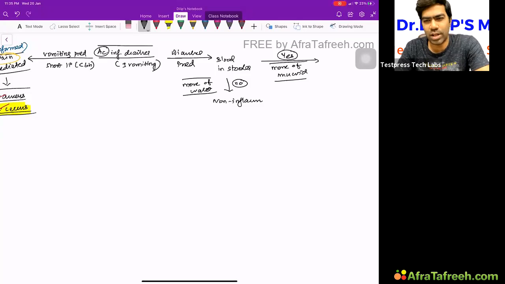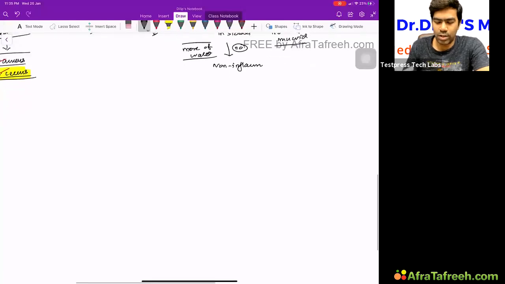And without inflammation, you'll get more of water only. When there is inflammation, you tend to get more blood and it will be more mucoid. So I can tell it's more of an inflammatory diarrhea. That's how I'm going to split into two. That's why seeing the blood in stools is very, very important.